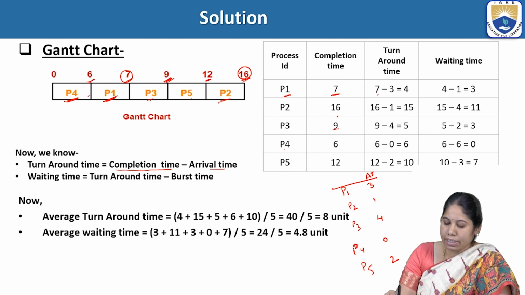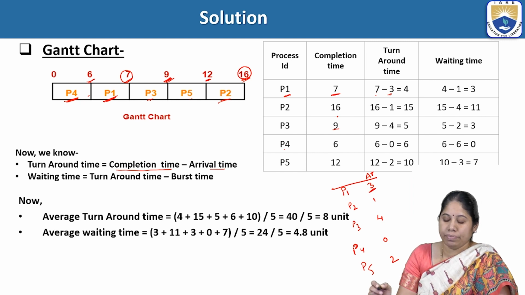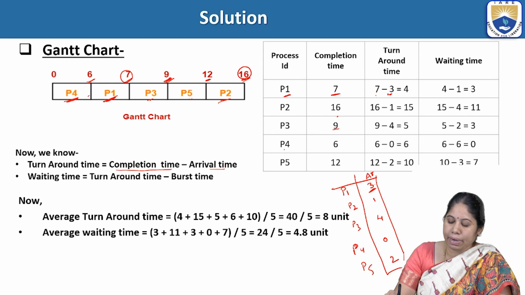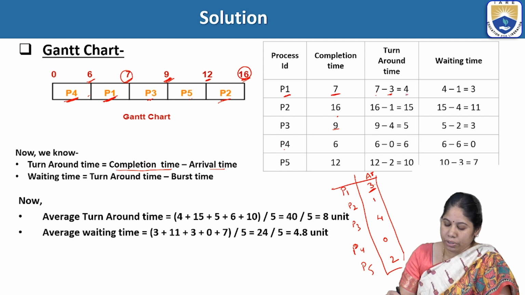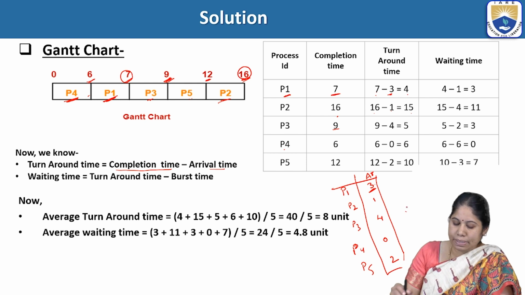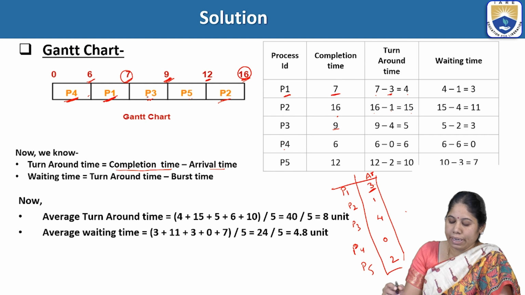P1 is 7 minus arrival time, 7 minus 3, because this arrival time data has been given in your problem itself. So 7 minus 3 equals 4. Now P2. P2 completion time is 16. Arrival time is 1. 16 minus 1, 15.